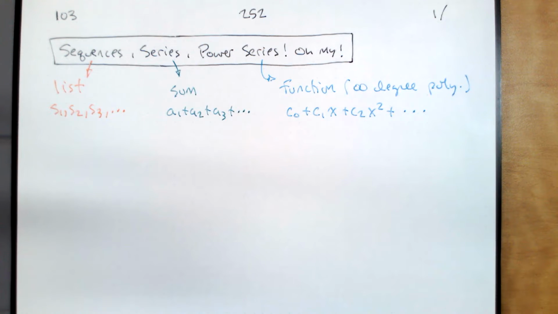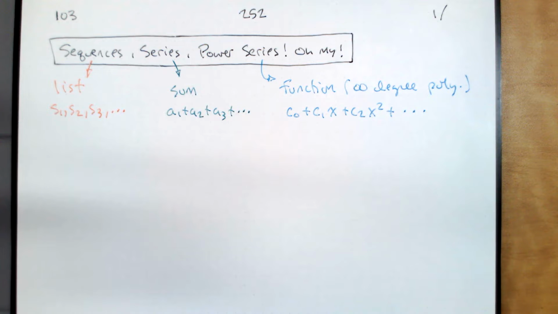Today we're going to continue talking about sequences, series, and power series. Remember, we have our one-word definitions of sequences, series, and power series. A sequence is just a list. A series is a sum, and a power series is a function in the form of an infinite degree polynomial.